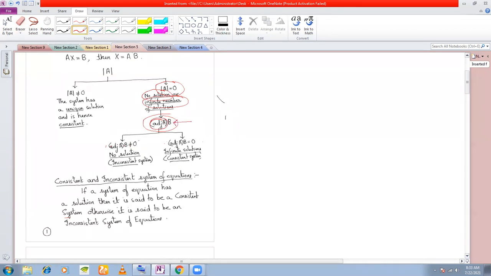You multiply these two and then check whether adjoint of A into B is non-zero or zero. If you find that adjoint of A into B is non-zero, then you say that the system has no solution. And if you find that adjoint of A into B is equal to 0, then you say that the system has infinite number of solutions. That is what we are going to follow in this particular problem here.